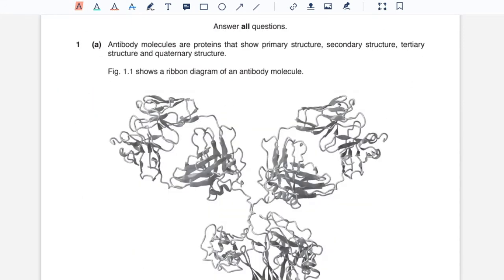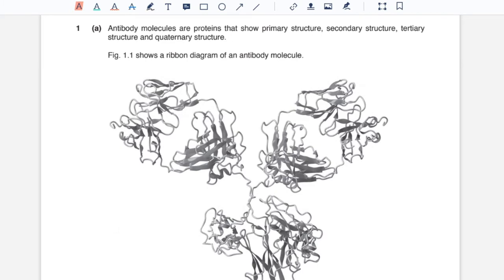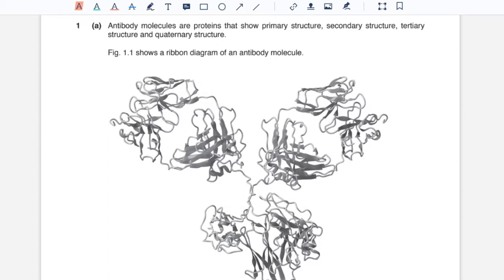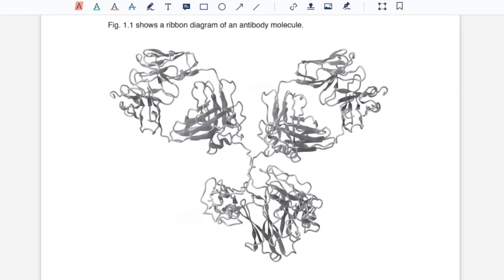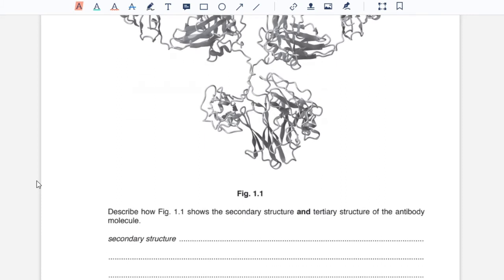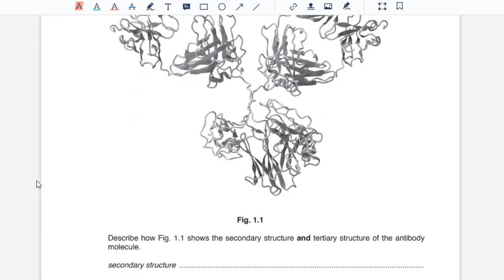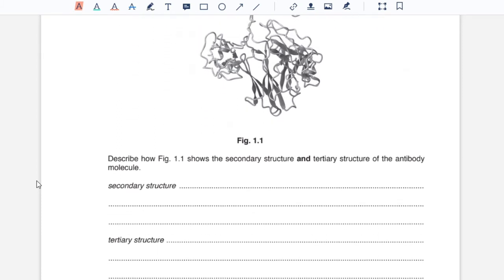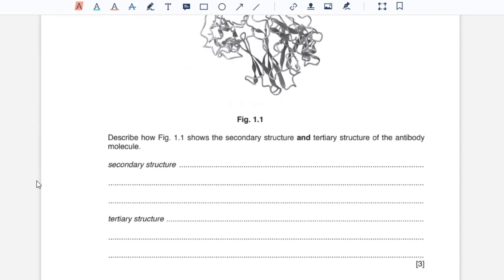Antibody molecules are proteins that show primary structure, secondary structure, tertiary structure, and quaternary structure. Figure 1.1 shows a ribbon diagram of an antibody molecule. So antibody molecules are globular proteins with a three-dimensional structure. Describe how figure 1.1 shows the secondary structure and the tertiary structure of the antibody molecule.